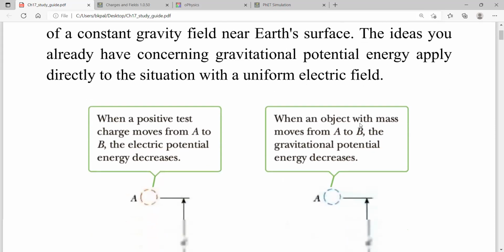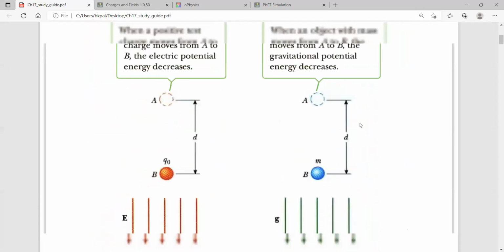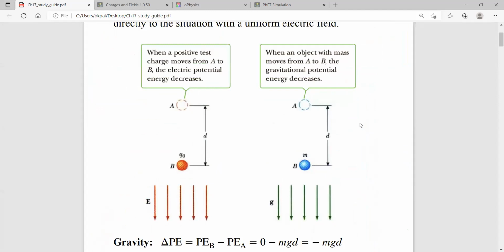So here on the right hand side, you see a diagram. There are two diagrams. The left hand side one is for electric potential energy and the right hand side is for gravitational potential energy. So first let's talk about the gravitational potential energy.